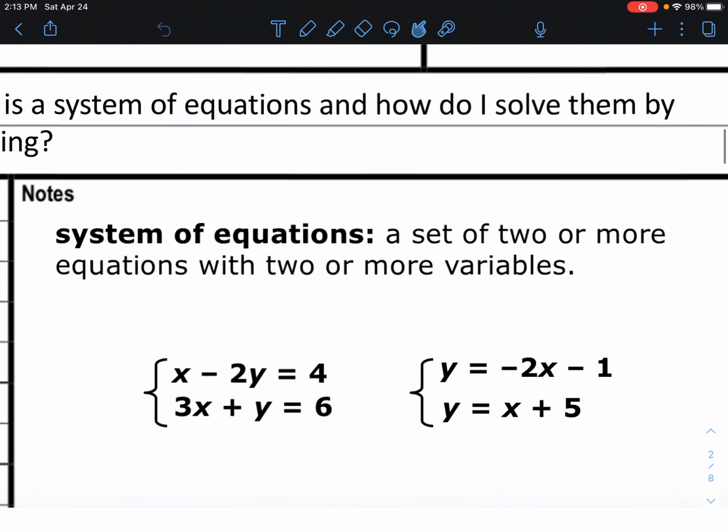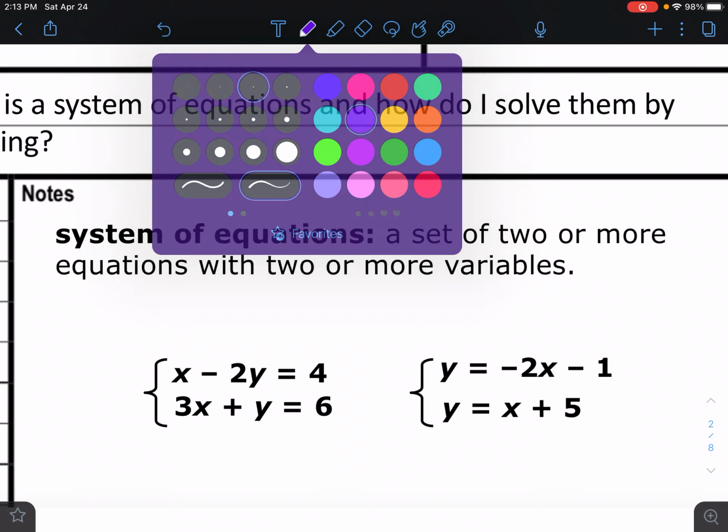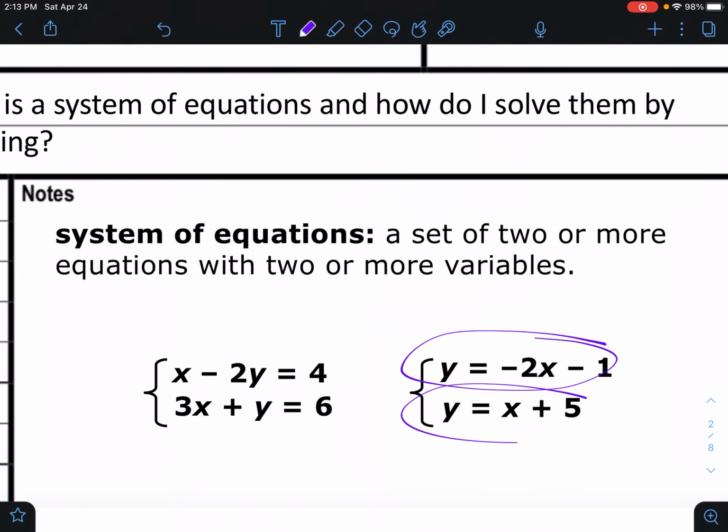All it is, it sounds complicated, but it's just a set of two or more equations. So if we look at here, one equation, two equations, that would be it. Or in this one over here, I've got two equations right here. So two or more equations. So you would sometimes possibly have more. For our purposes, we will only have two.